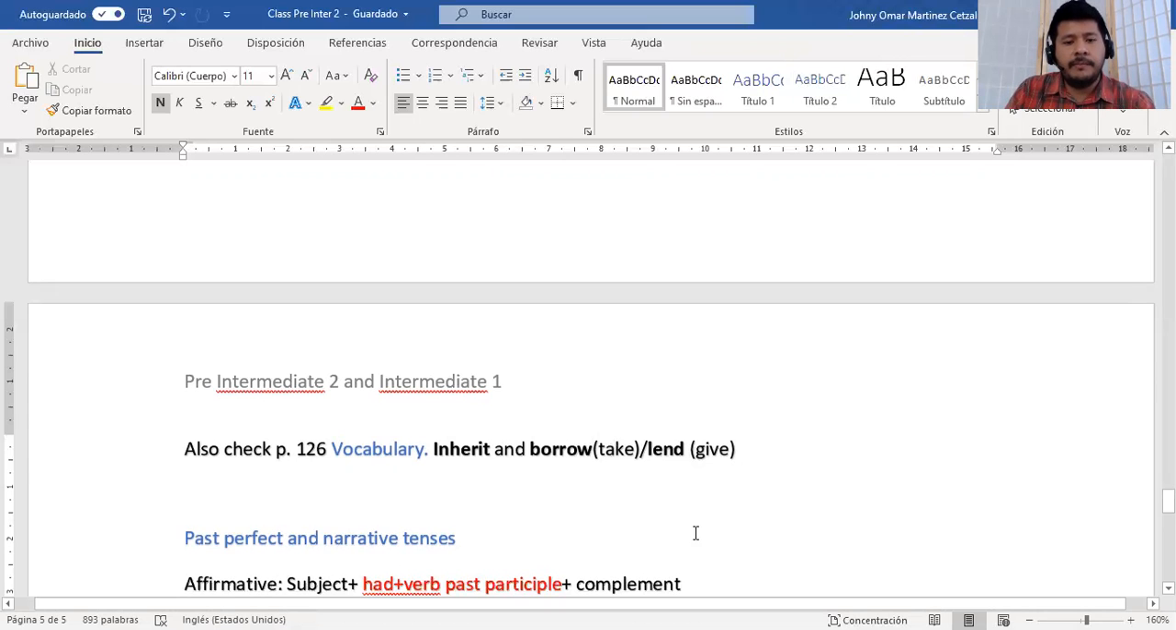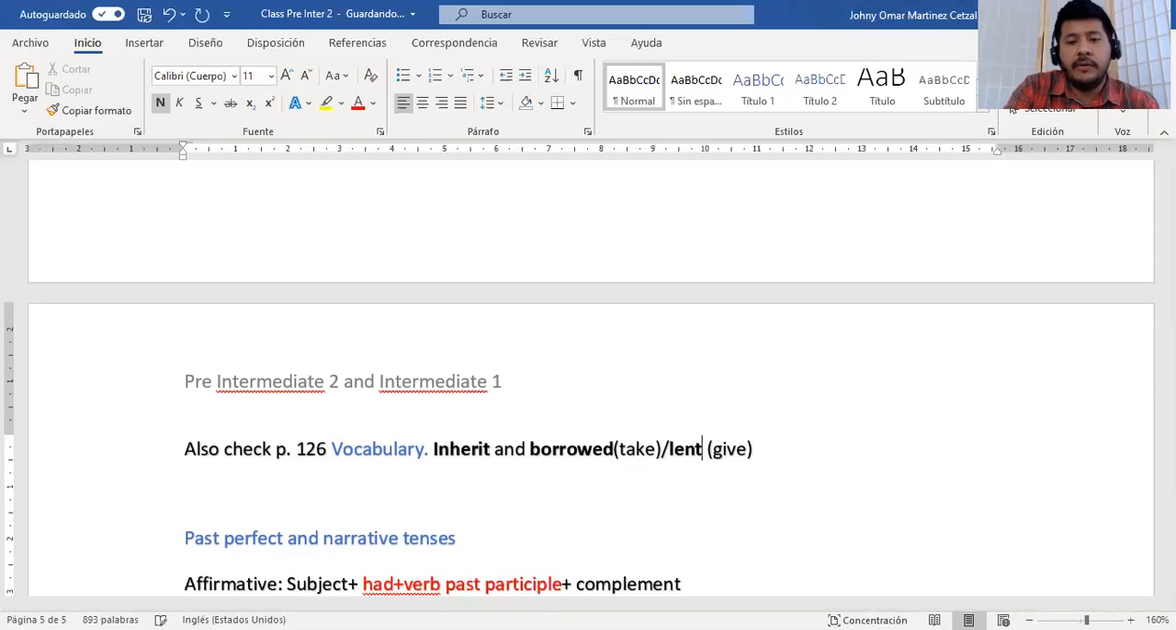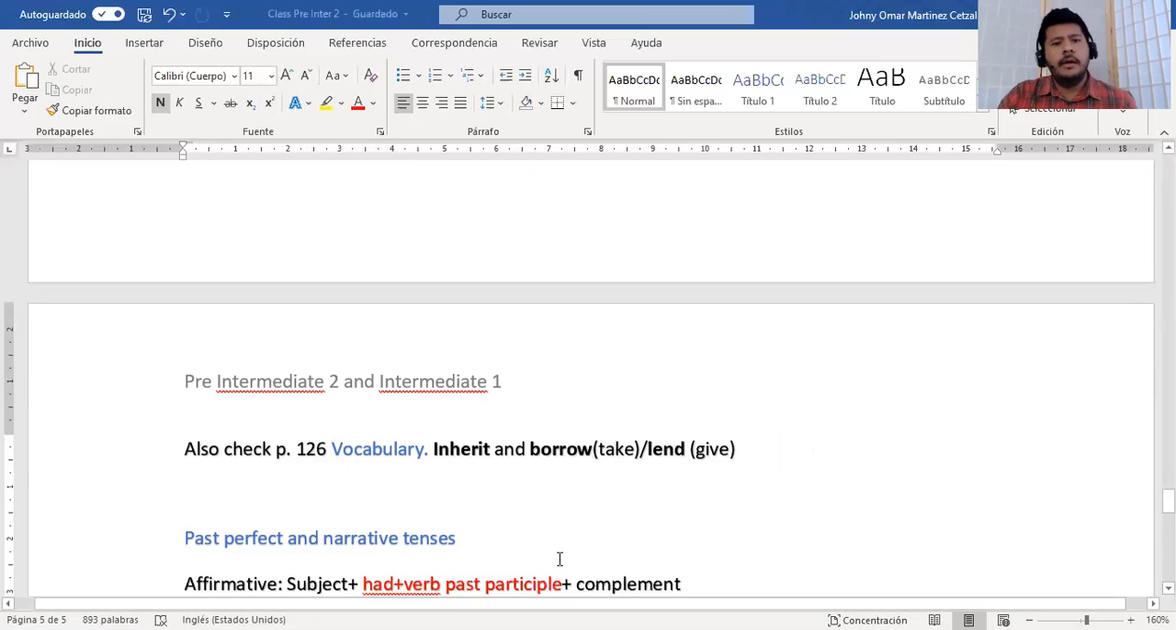The past simple and past participle of borrow is borrowed, it's regular, and the past simple and past participle of lend is lent, with T, like spent, spent, spent, okay? So be careful with that conjugation. This one is irregular and borrow is regular, no big deal. So that's it: inherit, borrow, and lend, and check the other words, but these are the most important.